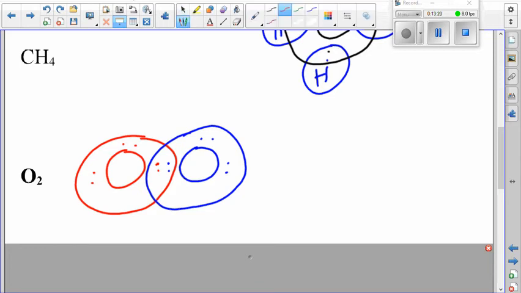And we have a bond here where the overlap takes place. So that's a bond. And what do you guys think we call that bond? Double bond. A double bond because each atom is sharing 2 electrons. We got a double bond there.